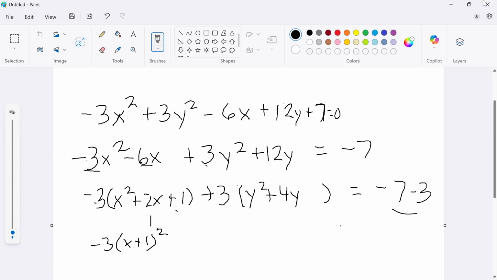And likewise, half of 4 is 2. So I have plus 3 times y plus 2 squared. And now 2 squared is 4, so I put that over here. 3 times 4 is 12, so I have to put that over there. Equals 12 minus 7 minus 3, which is 12 minus 10, equals 2.